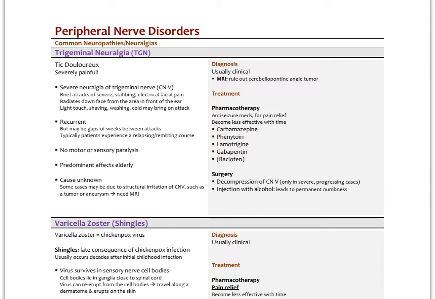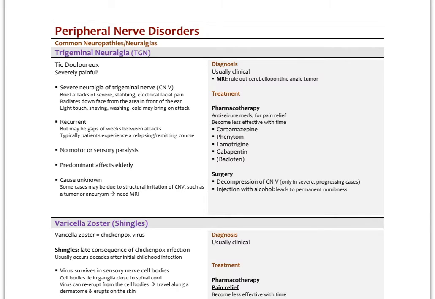It radiates down the face from the area in front of the ear. Light touch, shaving, washing, cold may bring on an attack. It's recurrent, so the attacks kind of get better for a while, then they worsen again. And there can be gaps of weeks between the attacks. Most patients have a relapsing remitting course. It gets better, then it gets worse, gets better, worse, etc.